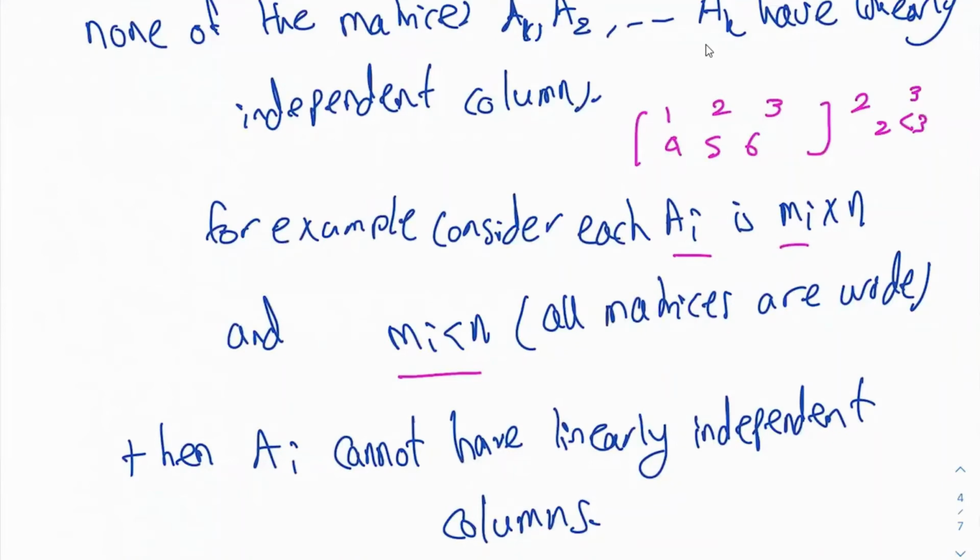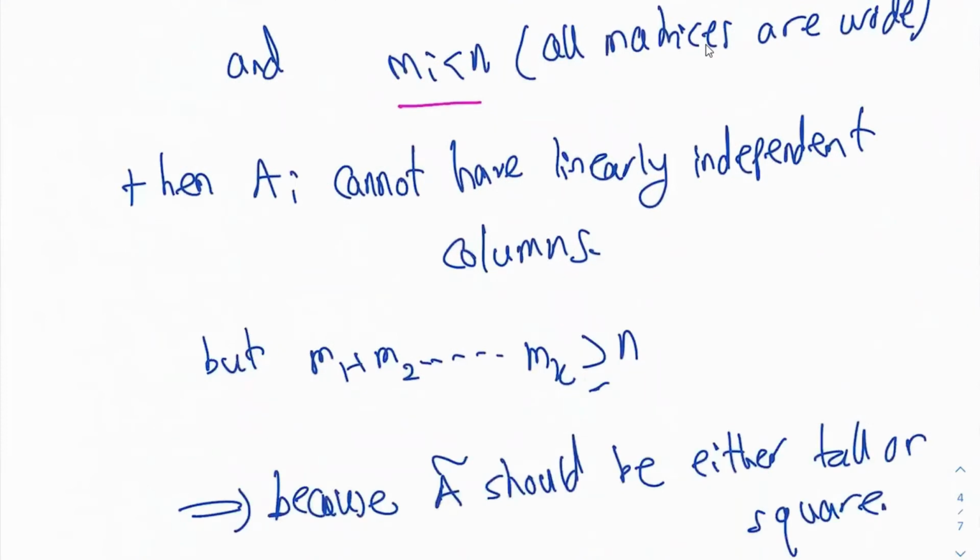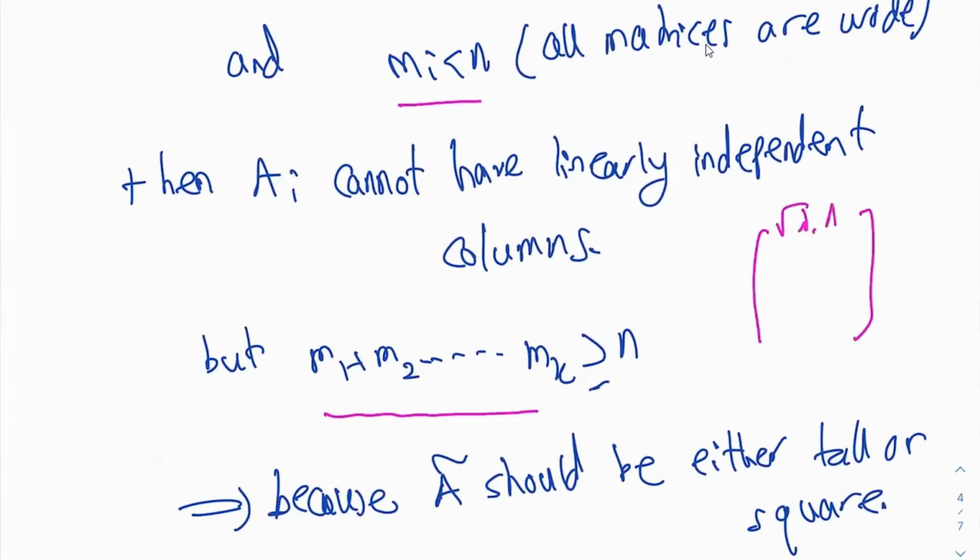But then consider the sum of the rows of this stacked matrix. What was this stacked matrix? The lambda one is not important, but this A1, lambda 2 A2, all the way to lambda K AK. So what is the number of rows of this stacked matrix? It's going to be M1 plus M2 all the way to MK. Now, if this M1 plus M2 all the way to MK is greater than or equal to N, then we will have a tall or square matrix, right? Then A tilde or A bar is going to be a tall or square matrix. Then it can have linearly independent columns.